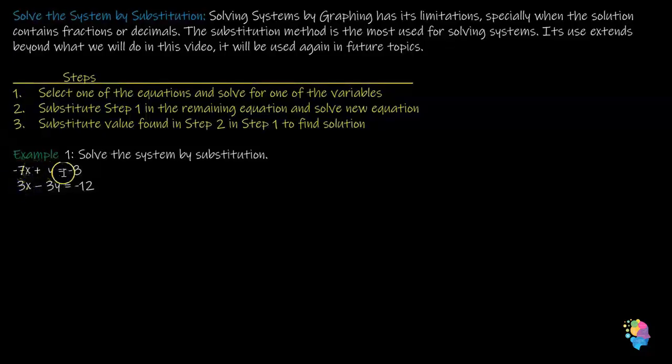So you might be asking, how do we decide which equation to use and which variable to solve for? I will use equation 1 in step 1. And the reason for doing that is because if you notice, this y doesn't have a coefficient, so it will be the easiest to solve because all I have to do is move this 7x to the other side, and I would have already solved one of the equations for one of the variables. So let's try that. Step 1, I'm going to select minus 7x plus y is equal to negative 8.